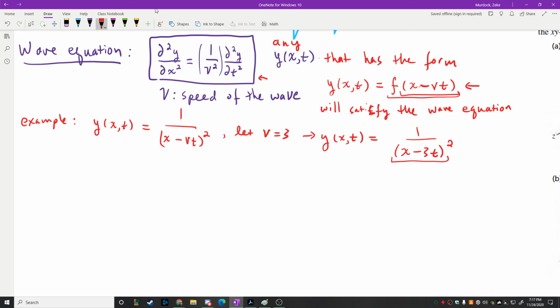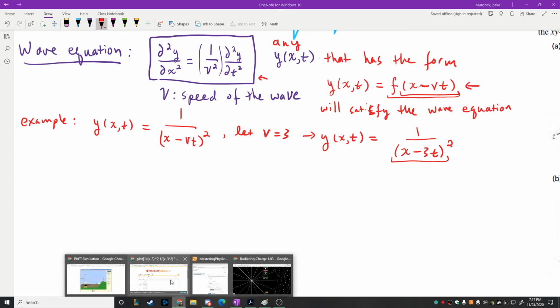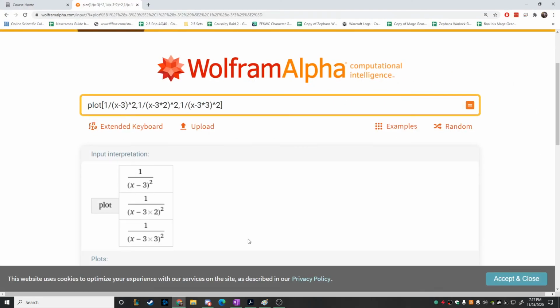All right. So what does that look like if we plot it? Well, I did this during the break. Some of you might have been watching me do this. If I want to plot x minus 3t, then I want to plot it at 3 different times, okay? So I've got 1 over x minus 3 times 1, whole squared. I've got 1 over x minus 3 times 2, whole squared. And then same thing with 3. So basically these are my times: t equal to 1, t equal to 2, and t equal to 3. And you can see down here what those plots are going to look like.